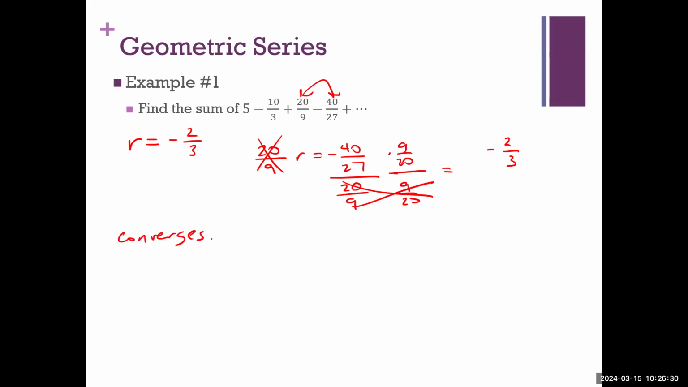It converges because our common ratio is between -1 and 1. So how do I find the sum of a geometric series, if it exists? Here's what we do. Basically, it's the first term, which I'll usually call A, I think your book also calls it A, divided by 1 minus r. So your first term divided by 1 minus the common ratio.